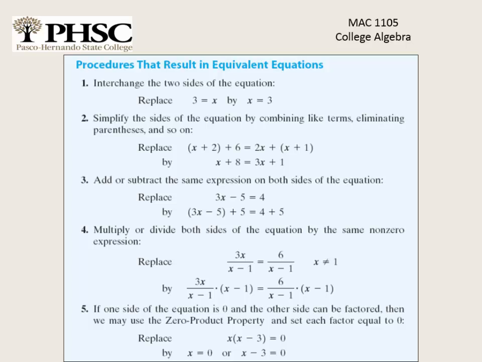All I did was simplify both sides. They're still equivalent equations. Number 3, either add or subtract the same expression on both sides of the equation. So I have 3x minus 5 equals 4, and I replace that with 3x minus 5 plus 5 on both sides of the equation, so they're still equivalent. Number 4, if you multiply or divide both sides of the equation by the same non-zero expression, you end up with an equivalent equation. And number 5 is if one side of the equation is 0 and the other side can be factored, then we may use what is called the zero product property and set each factor equal to 0, and we still end up with an equivalent equation.